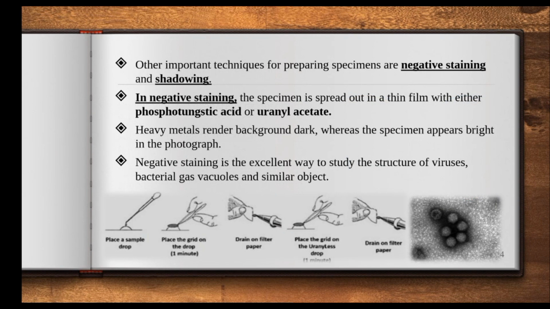Other important techniques for preparation of specimens are negative staining and shadowing. In negative staining, the specimen is spread out in a thin film with either phosphotungstic acid or uranyl acetate. Heavy metals render the background dark, whereas the specimen appears bright in a photograph. Negative staining is an excellent way to study the structure of viruses, bacterial gas vacuoles, and similar objects.